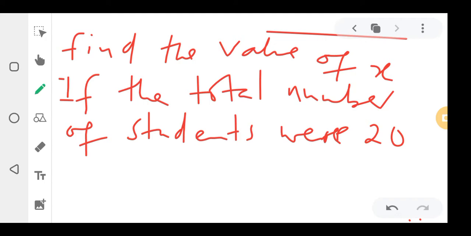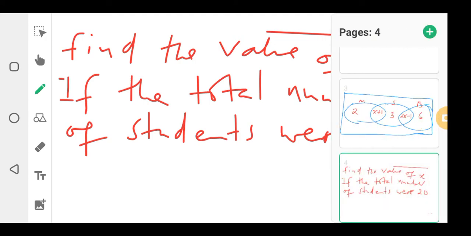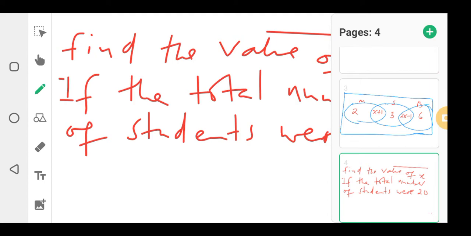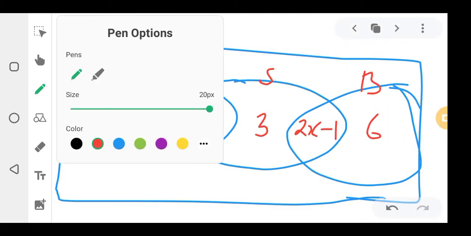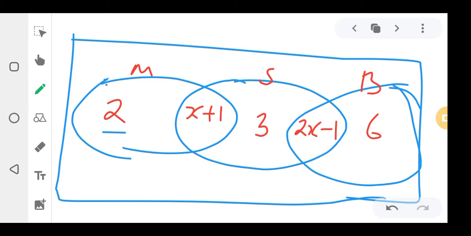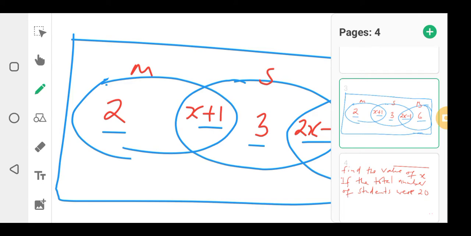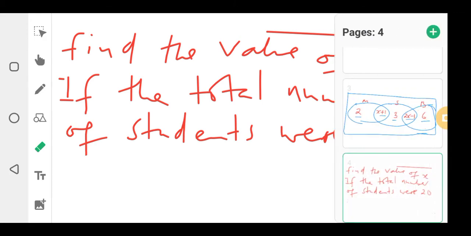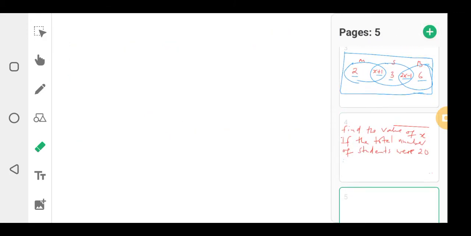So total number of students means, how do you do that? It means all these in the Venn diagram here. When you add this one plus this one plus that one plus this one, it must be equal to 20. That's how you do it. I'll go on the next page. So it will be 2 plus x plus 1.